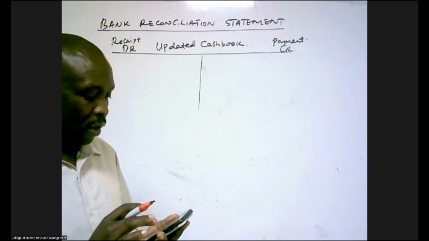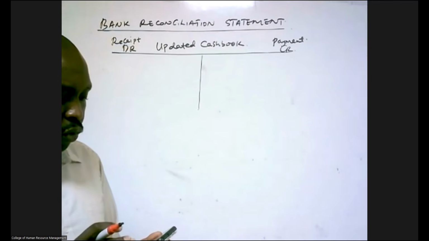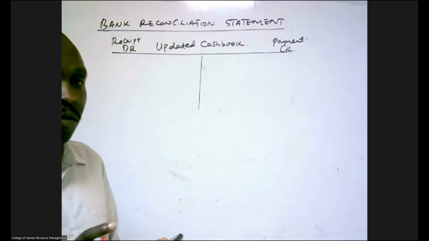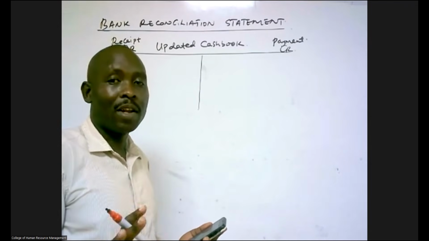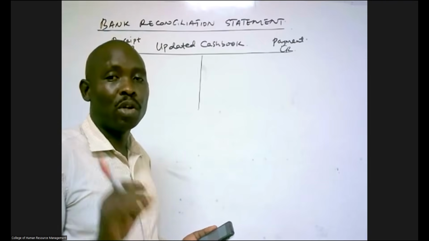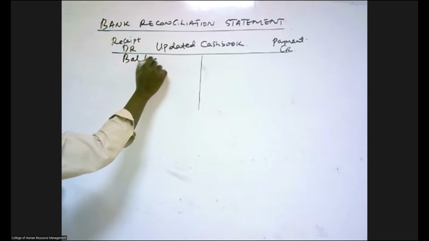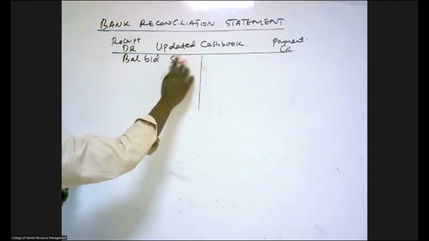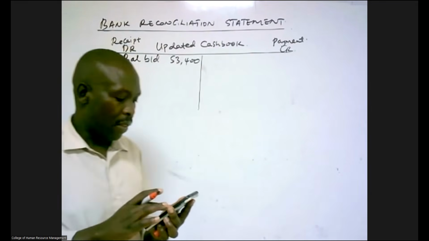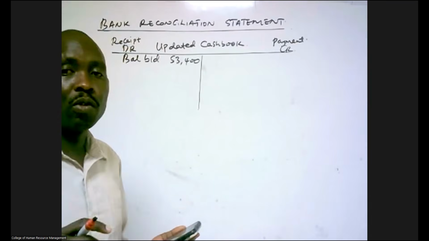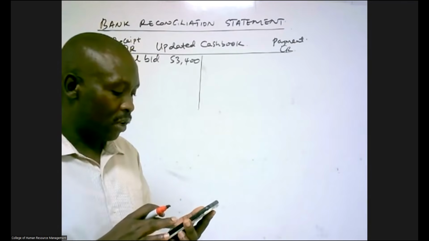Then we go and read the question. On 1st December 2021, the cash book bank column of Kasuku Traders had a balance of 53,400. We are not told whether it is a debit or credit. When the question remains silent, a bank is an asset, so we put it on the debit side. As balance brought down, 53,400. Then the bank statement balance, we shall use it to confirm whether we have done a correct or accurate reconciliation.